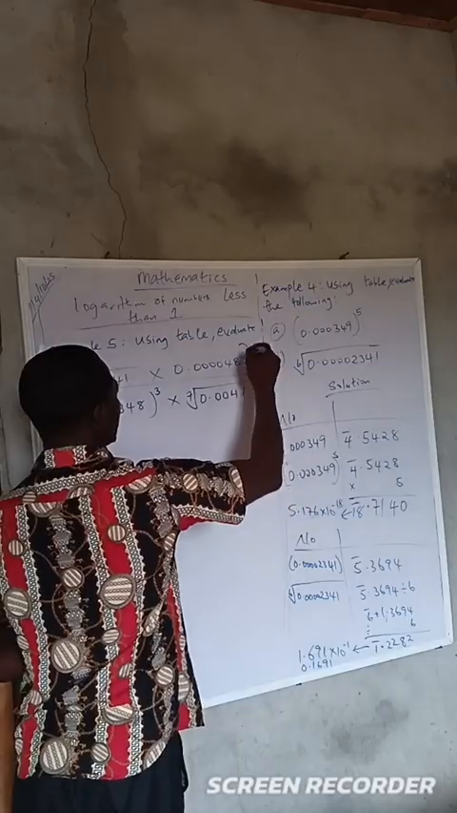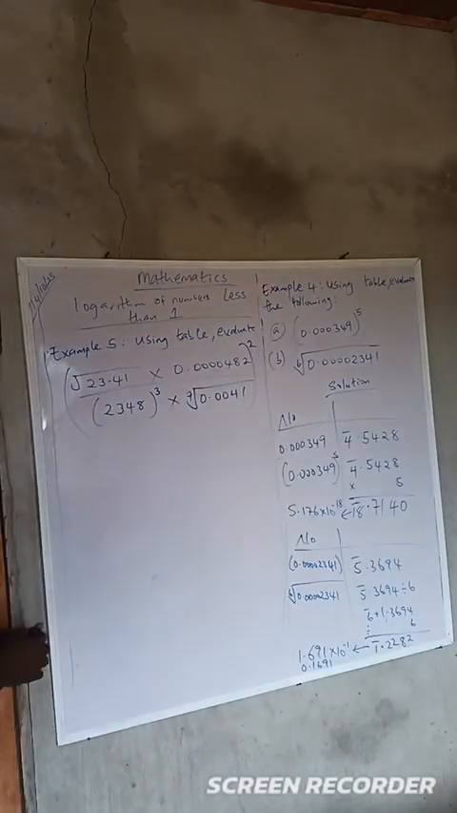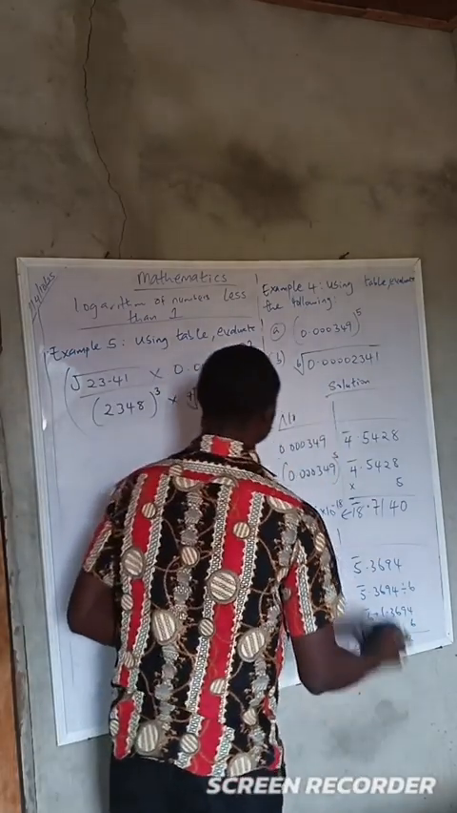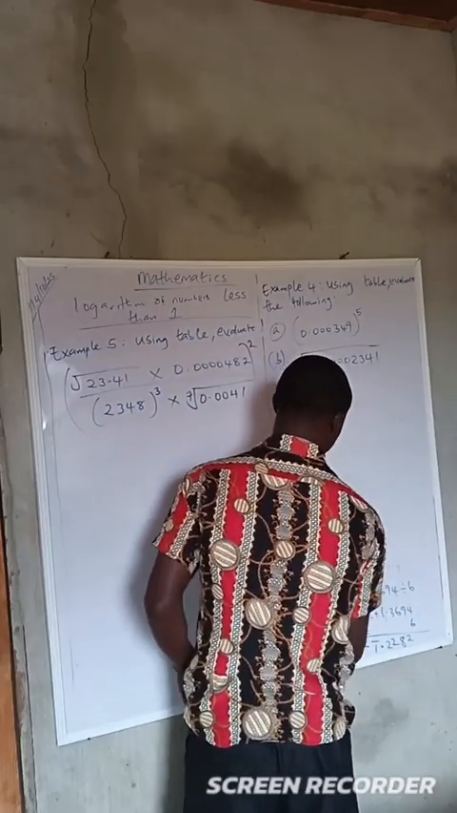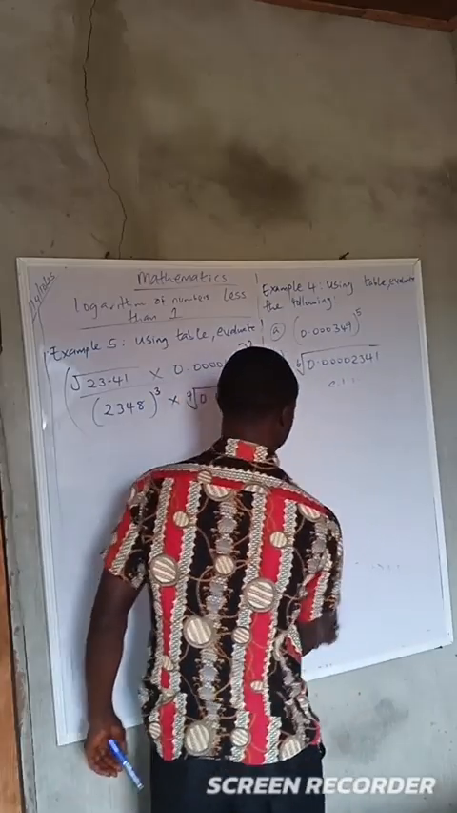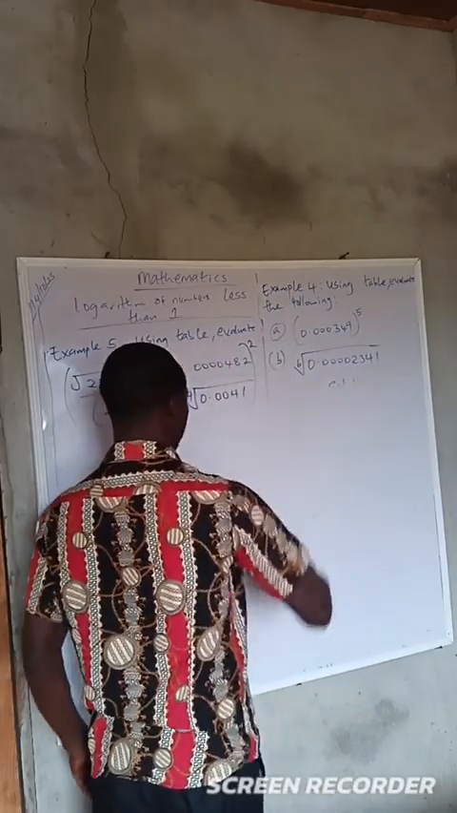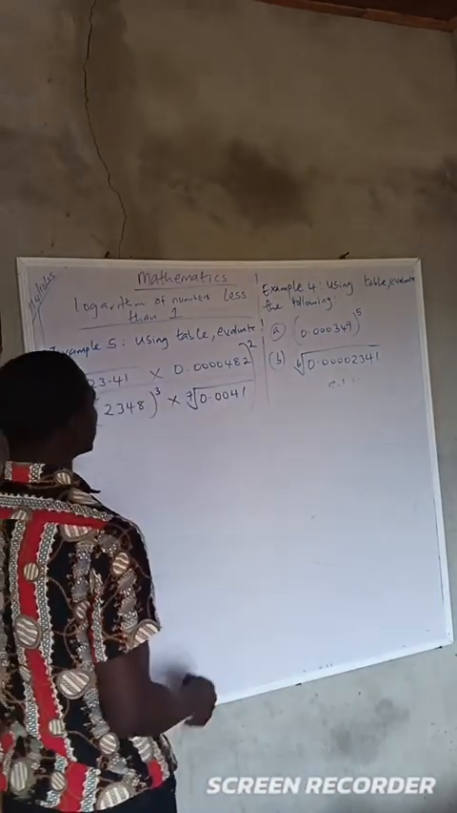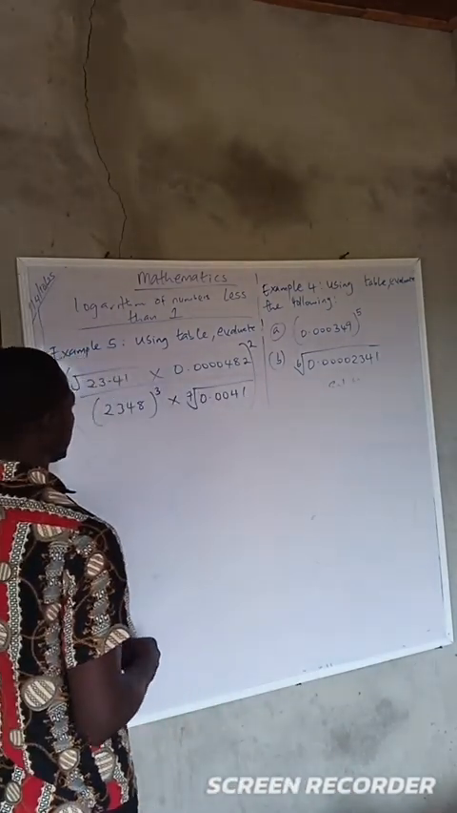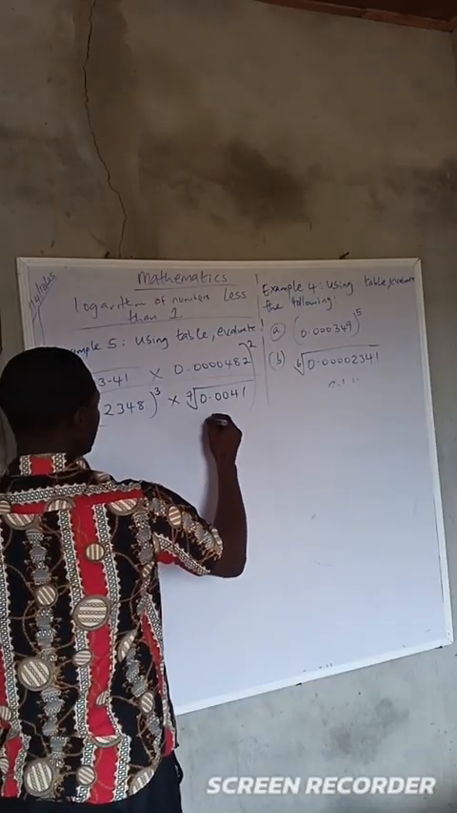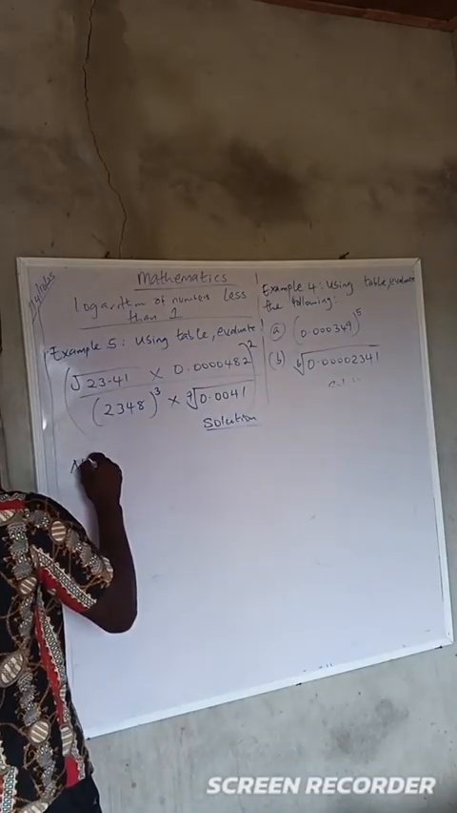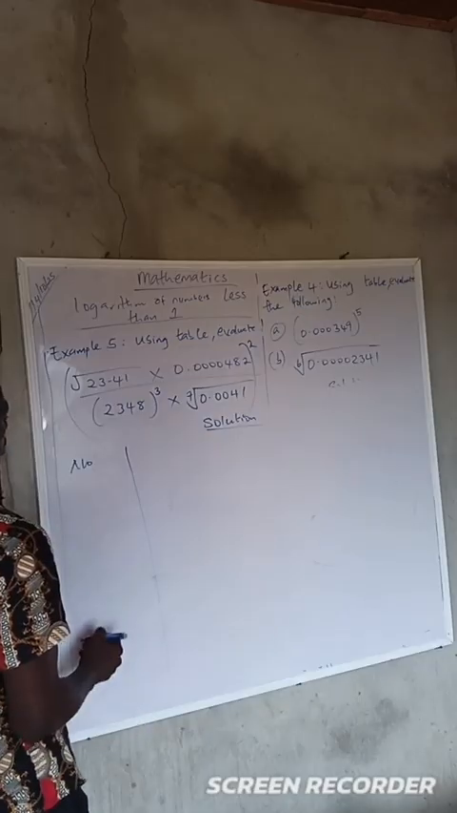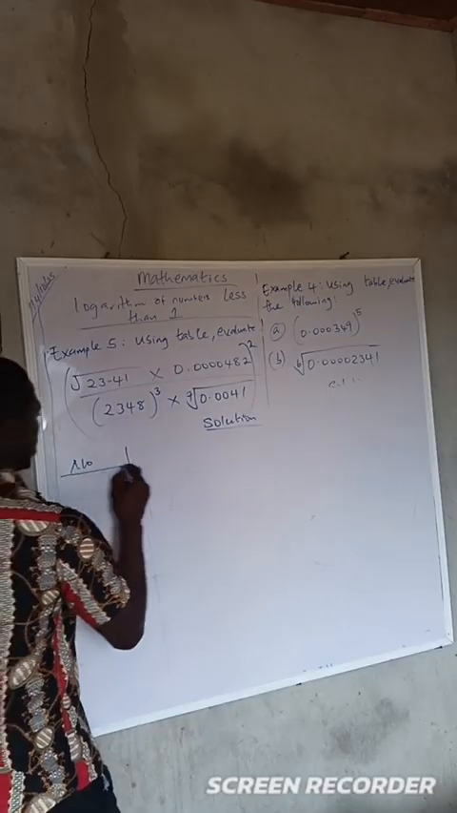Let's put the square root on top of everything. So I'm going to rub this side because it can extend to this side. So solution. Number, then let's have log.